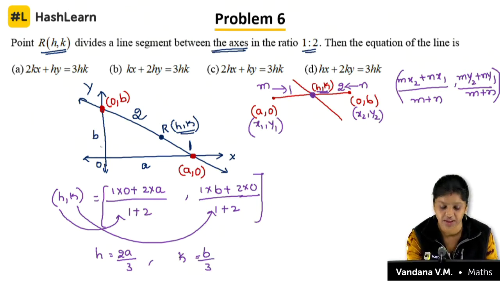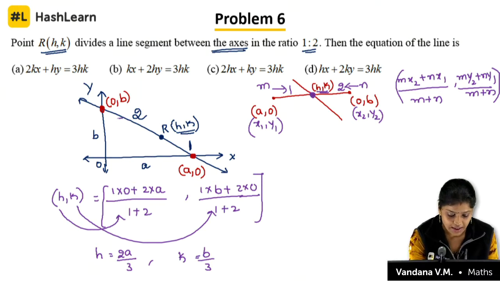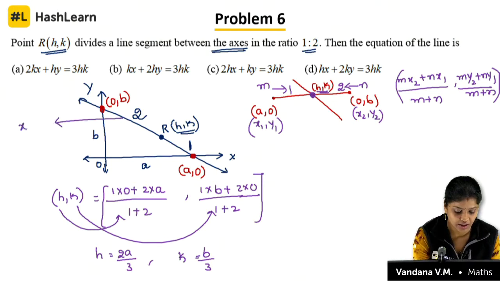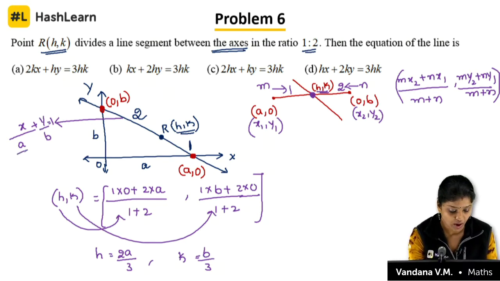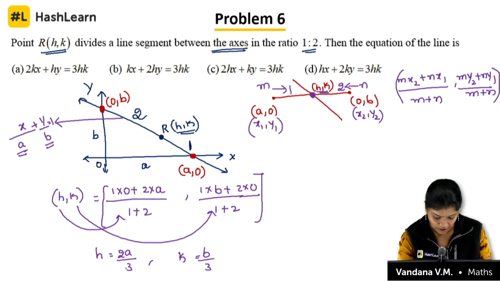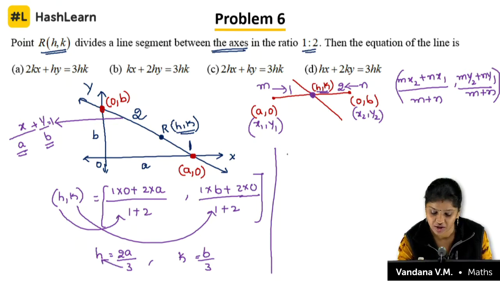Actually, I know the equation. Whenever the intercepts are given, I can easily say the equation is in the form x by a plus y by b is equal to 1. Actually, I want the value of a and the value of b. So find the a value. If you do the cross multiplication, my a value will be 3h by 2. My b value will be 3k.